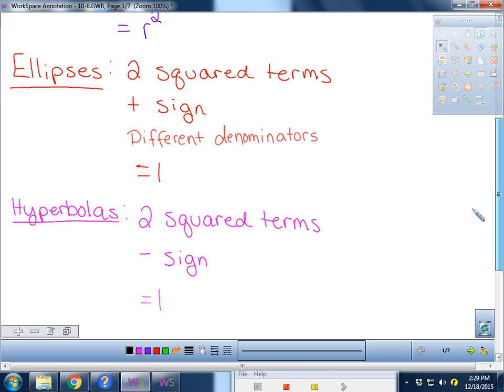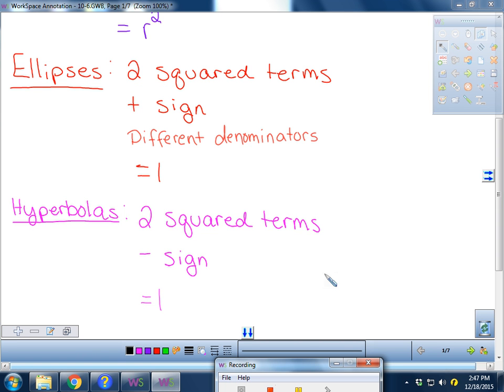The thing about ellipses is that they're a little bit different. Alright, so they're very similar. They're really similar to circles in that they still have an x squared and a y squared. They have a plus sign in between the x squared and y squared. But their denominators are different. If they were the same, it would make a circle. It wouldn't make the egg shape. Alright, and they're always equal to 1.